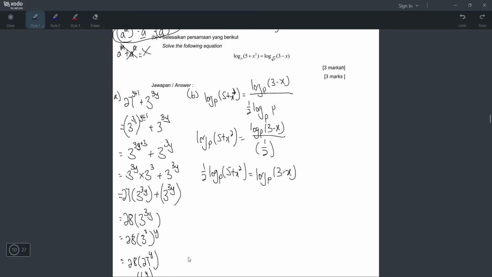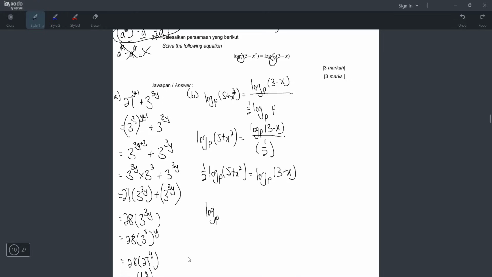They are the same base. Can you see? Log base P, log base P. Just now cannot compare because the base is not the same. Now the base is the same. But you also have to make sure the front of the log cannot have a number. The front of the log here has no number, but the front of the log here has a number. So I think I have to make sure the front of the log has no number and the same base, then I compare.